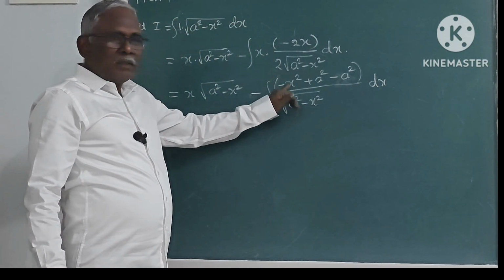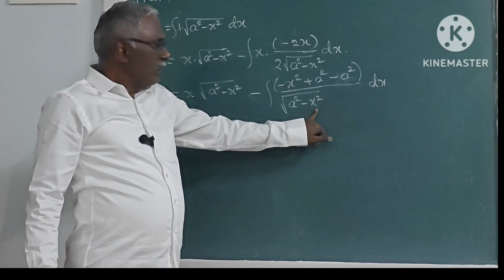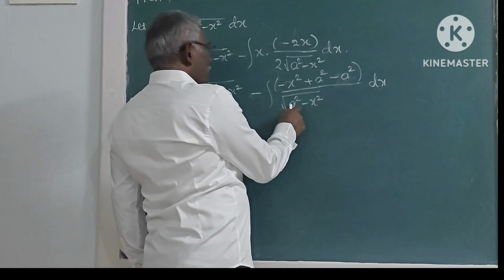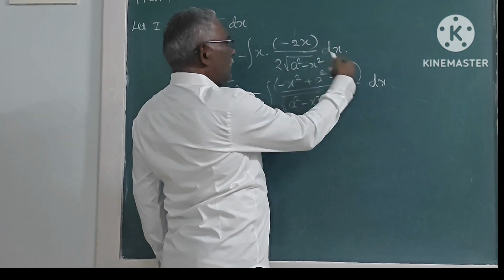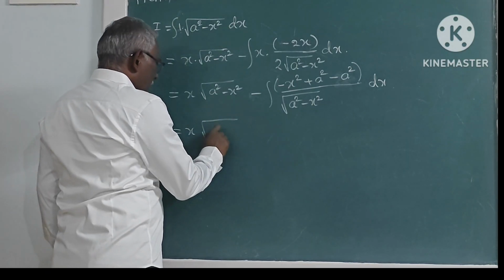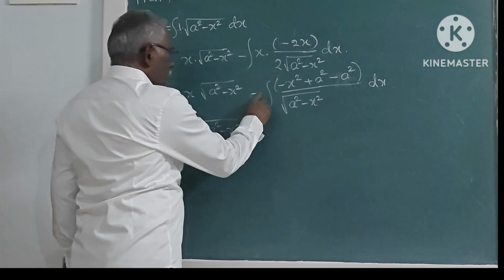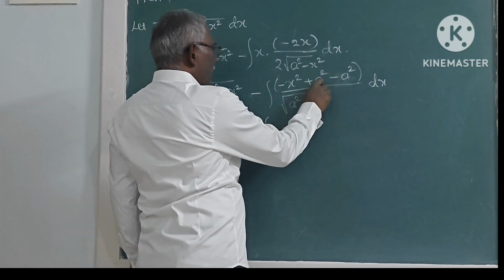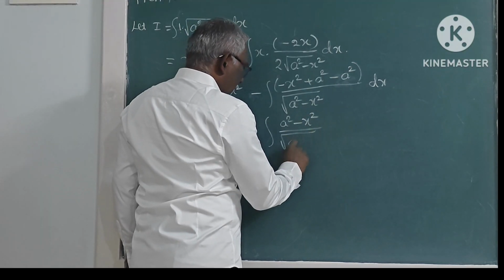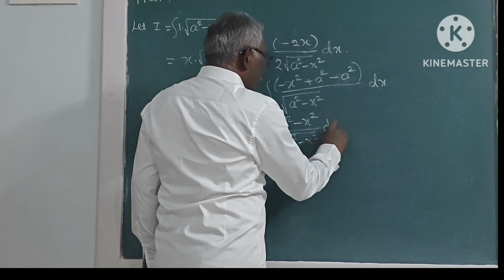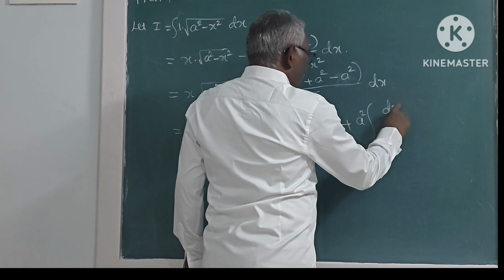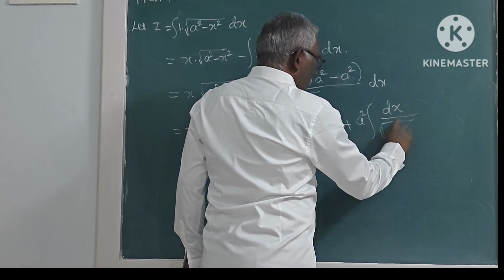So we got here plus x square, because minus x square is there, written minus x square, again change the plus into minus. We want plus a square, added plus a square, so separated a square again. So now we can write this as x square root of a square minus x square minus integral of a square minus x square by square root of a square minus x square dx, minus into minus plus a square into dx by square root of a square minus x square.